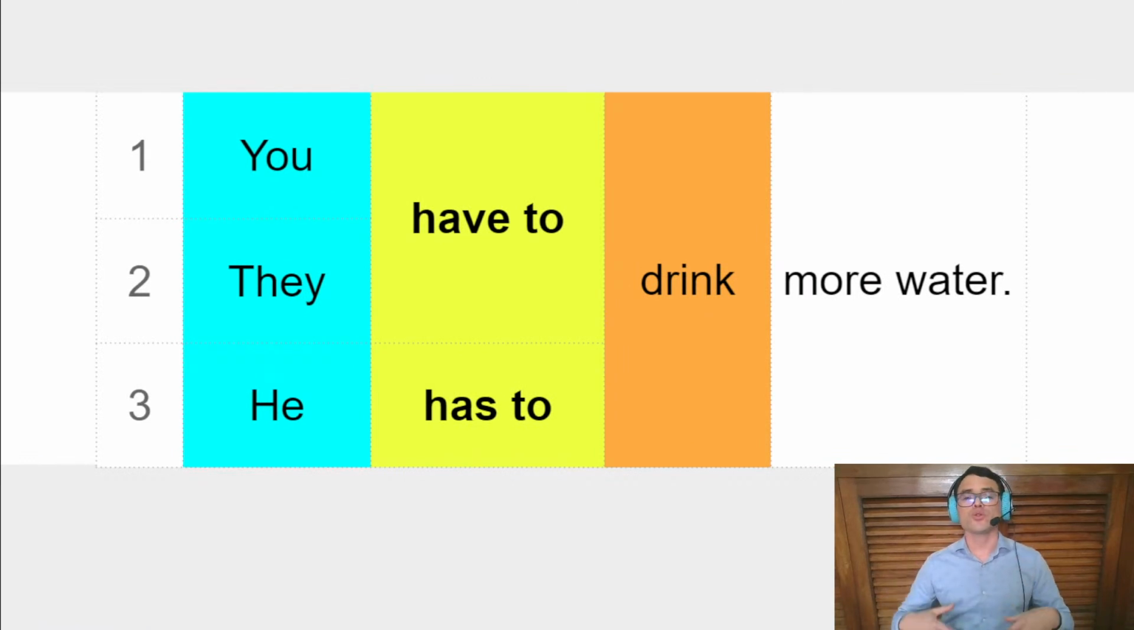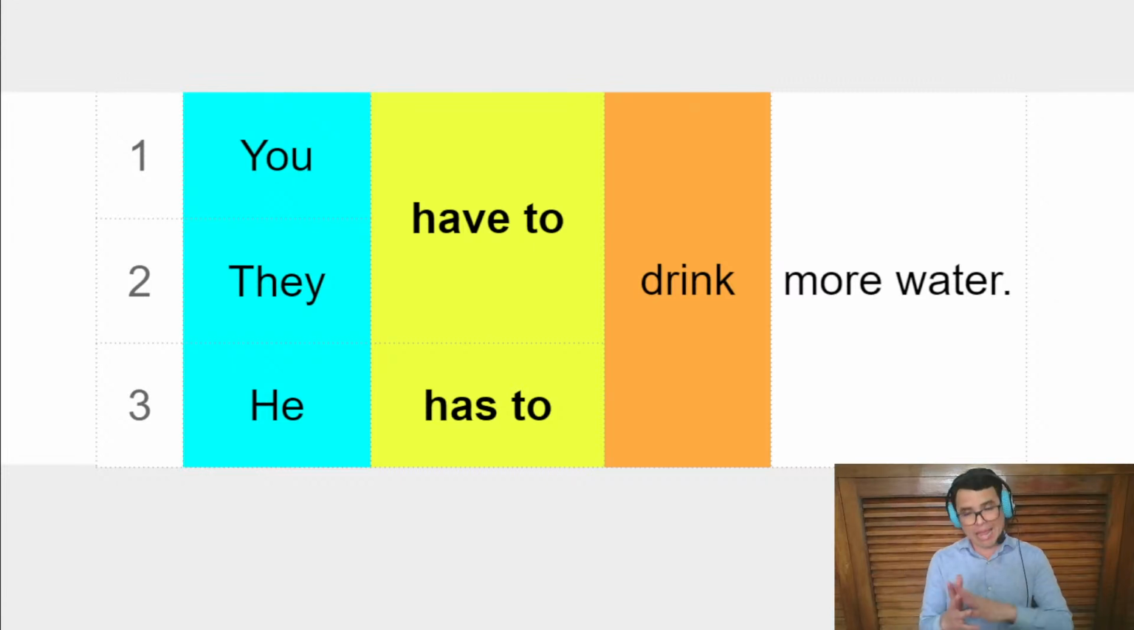With have to, you do need to conjugate the verb. For example, if your subject is number one, you, or number two, they, you have to use have to. But if your subject, number three, is he or she, you have to say has to, to express necessity in affirmative sentences. So you're going to go from have to to has to, depending on the subject.